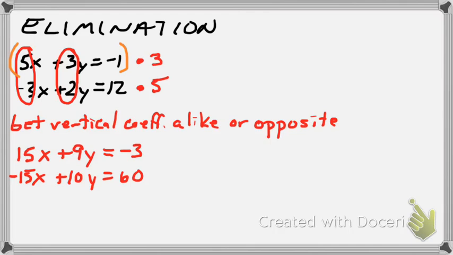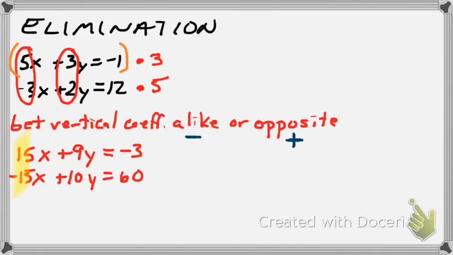Why in the world did I do that? Because now I have vertical coefficients that are opposites of each other. That's why I chose to do this, and that's the decision you're going to have to make every problem. What are you going to do to get a 15 and a -15? That's your first decision you have to make in elimination. If it works out for you, then you have to either subtract them if they are exactly the same, or add them if they are opposites.